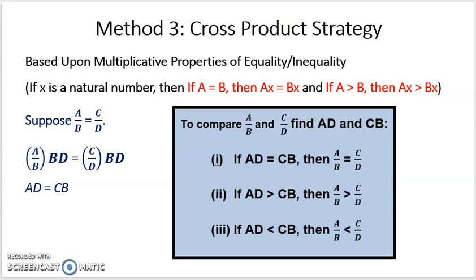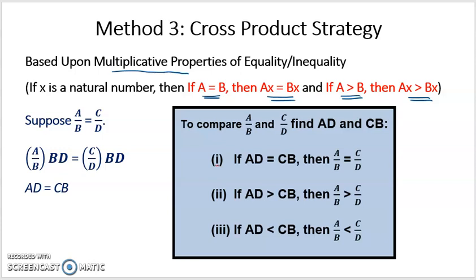What these properties say, and these are things often used in algebra, is that if a is equal to b, if two numbers are equal, you can multiply each number by the same number, and we'll talk about x as a natural number. So if a equals b, then a times x equals b times x. Now, a natural number is a counting number. It's positive. So if a is greater than b, which is the multiplicative property of inequality, then a times x is greater than b times x.